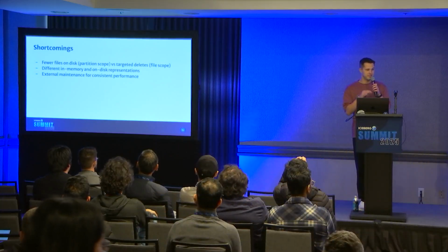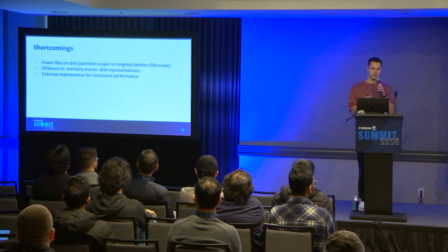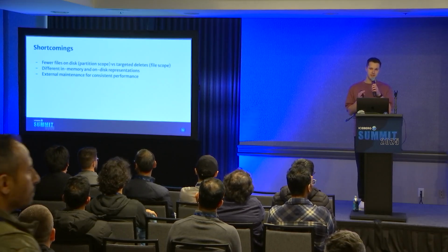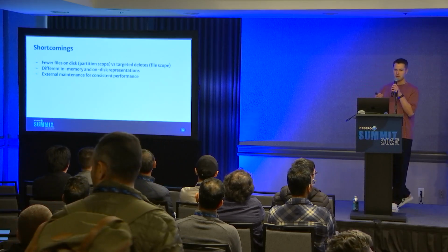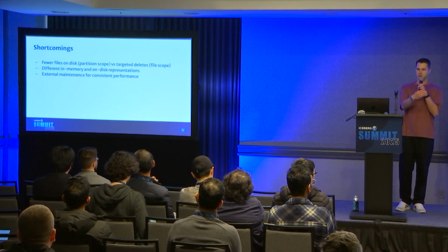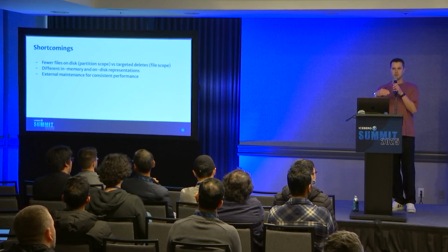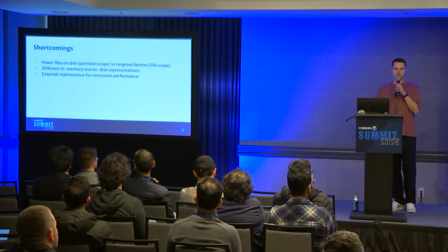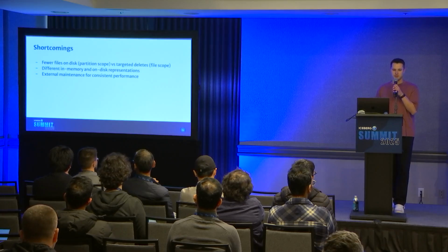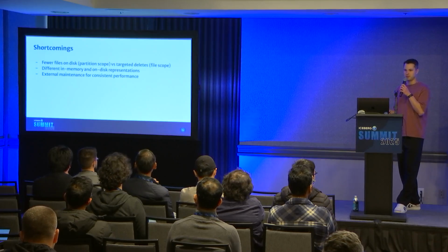While the V2 design worked fairly well and was deployed in tables with tens of petabytes of data, it did have issues. So first of all, users had to pick between fewer files on disk with partition scope or targeted deletes without false positives with file scope. Ideally, you wouldn't have to make this trade-off and make this choice. You would have both. The second problem was different in-memory and on-disk representations.